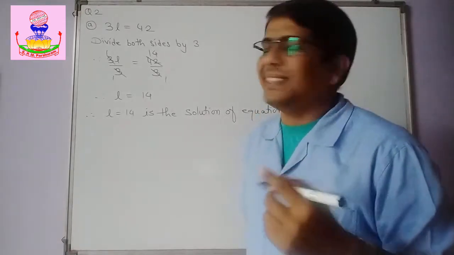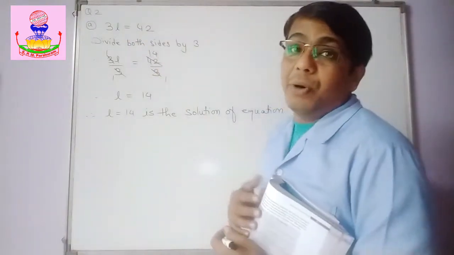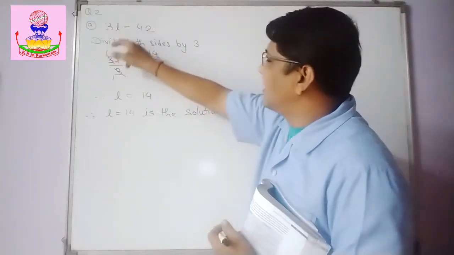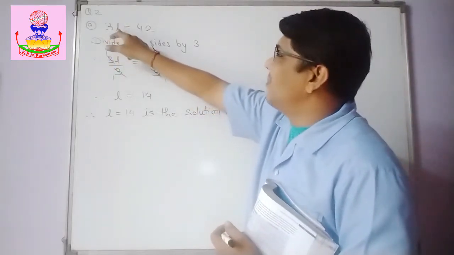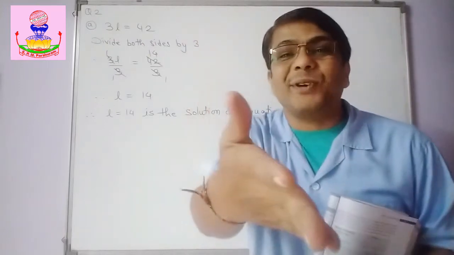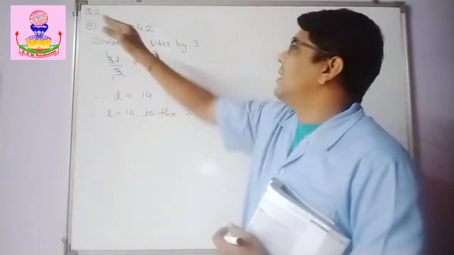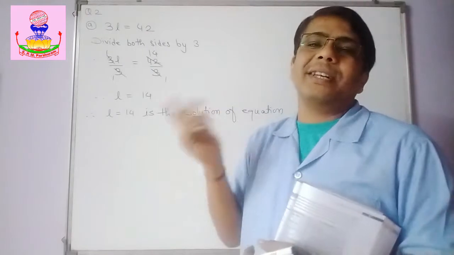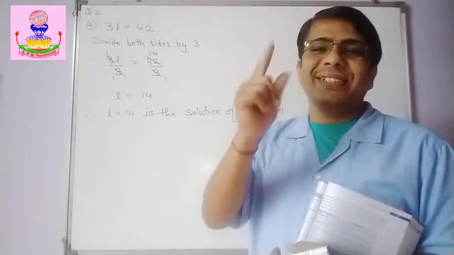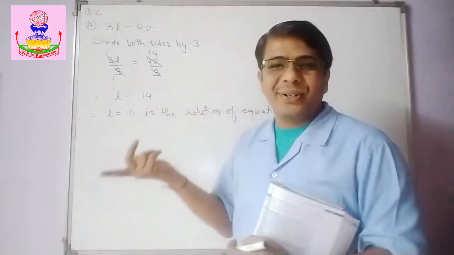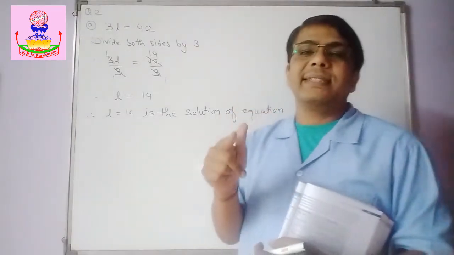How to do verification? Put the value of L here. Now, when I am verifying, it should not be like this: 3 and 14, it will become 314. Last time I have said, what you have to do? 3 into 14. Now 14 3s are, I know the tables, 14 3s are 42. So that means our answer is exactly correct.